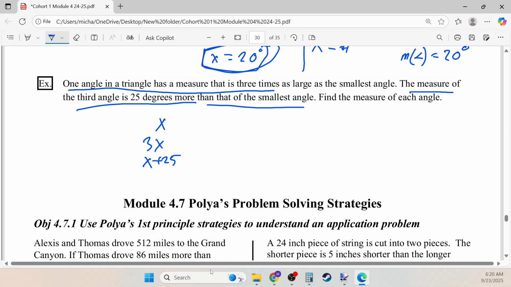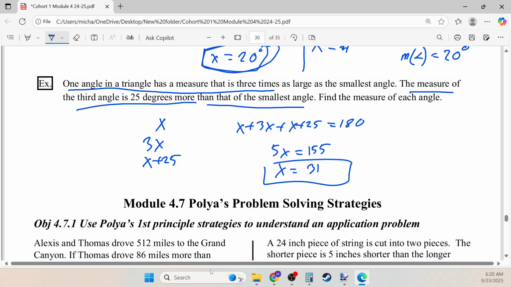Those are our three angles. You have to add up to 180. X plus 3x plus x plus 25 equals 180. This gives us 5x. Well, 180 minus 25 is 155, so x equals 31. And since I didn't put degrees here, they don't go there.